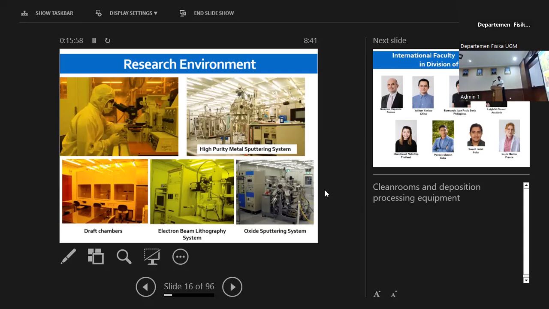We have many deposition systems, like sputtering systems, atomic layer deposition systems, E-beam lithography, and also many other deposition systems. We deposit not only semiconductors, we deposit conductors, semiconductors, and insulators.